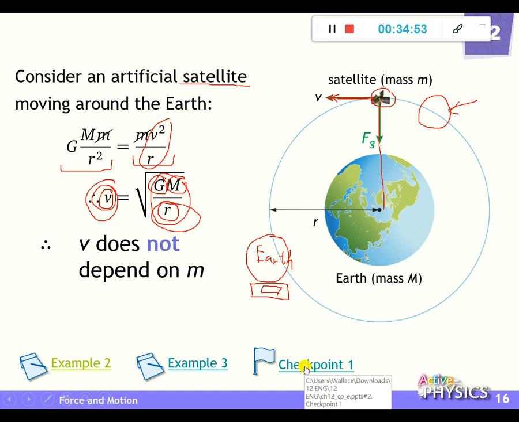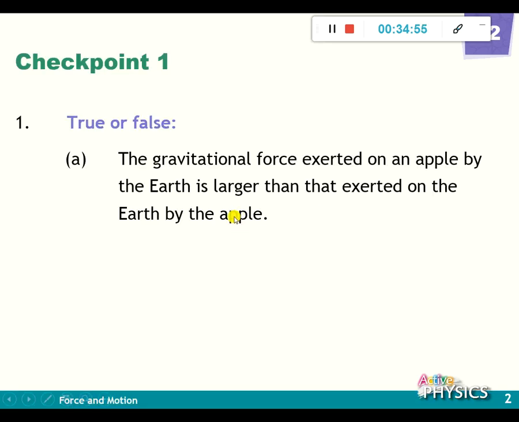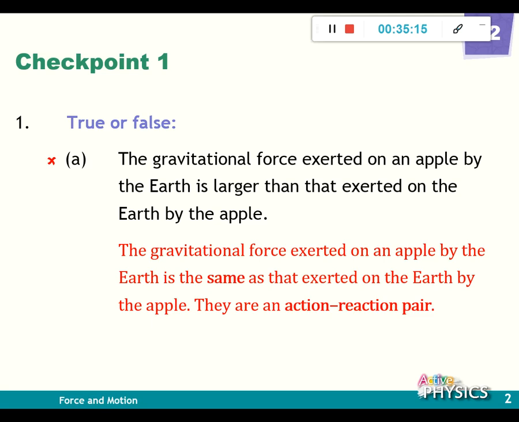Okay, chapter 1. Here, a true false question. The gravitational force exerted on an apple by the Earth is larger than that exerted on the Earth by the apple. You can see that this is an action and reaction pair. Then you can see that larger is wrong, it should be the same. Okay, action and reaction pair.